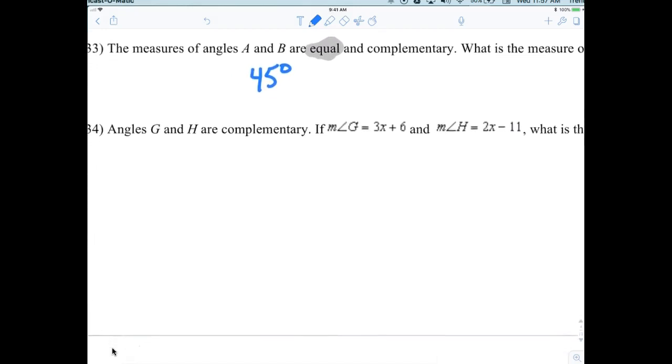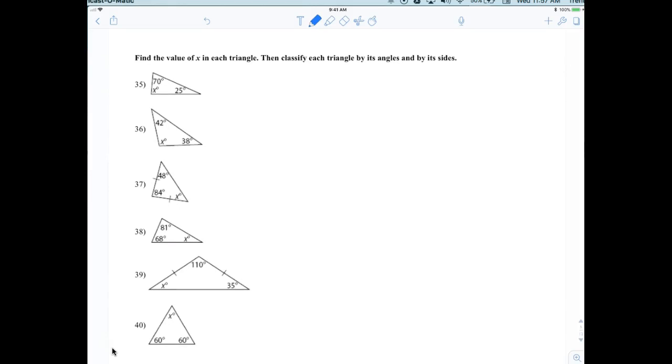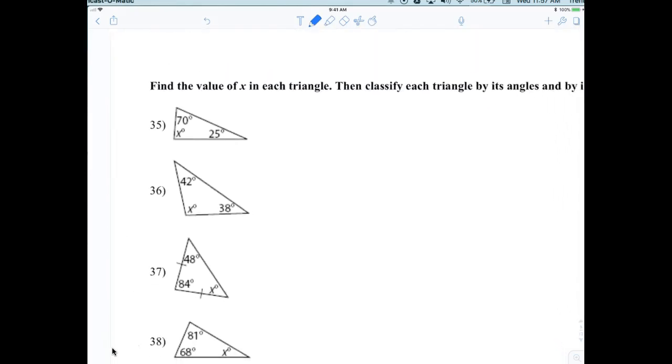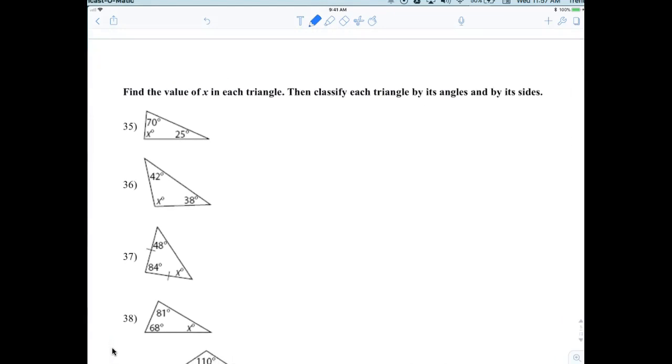All right, let's check out 35. The angles of a triangle always add up to what? 180. So number 35. I want someone to tell me what the measure of angle X is. Go ahead. Yep. X is equal to 85 degrees. Then it says, classify each triangle by its angles and by its sides. It would be acute and scalene. Acute and scalene. Any questions with that?